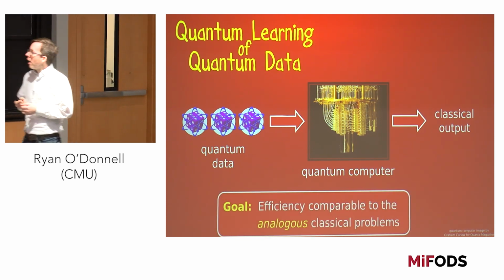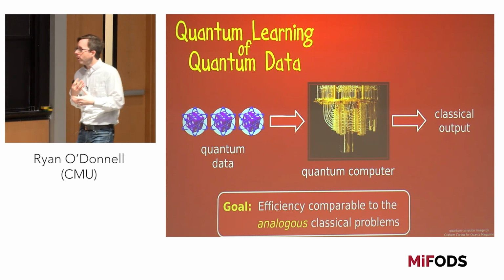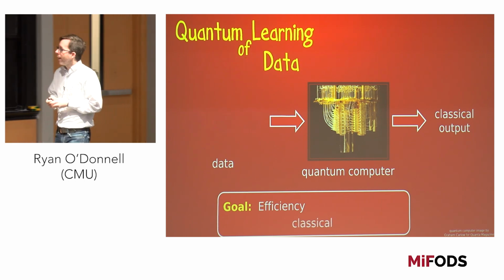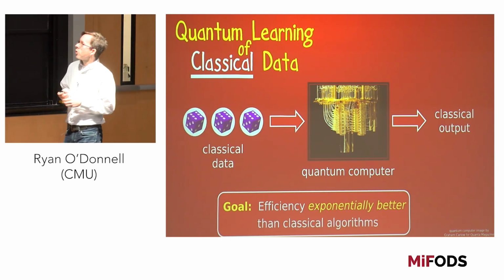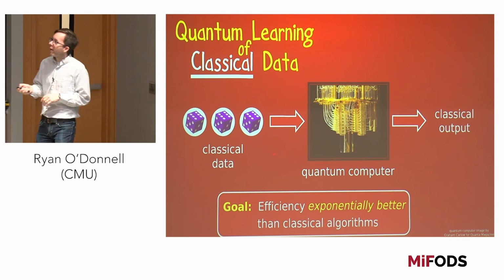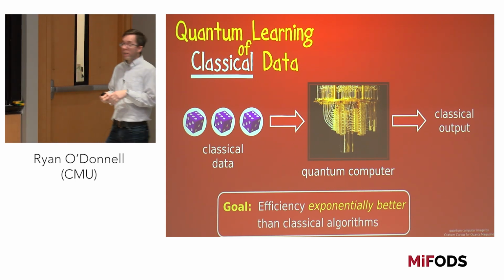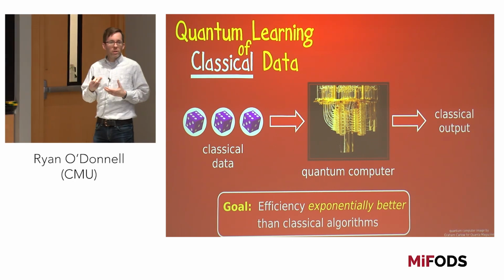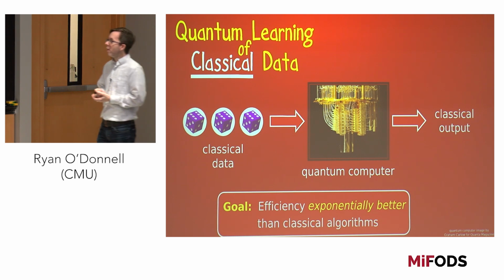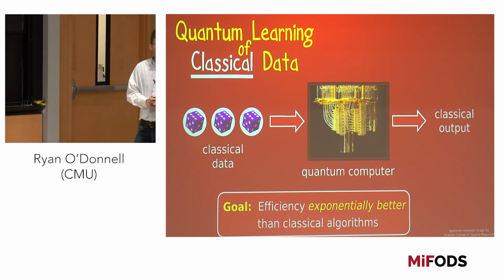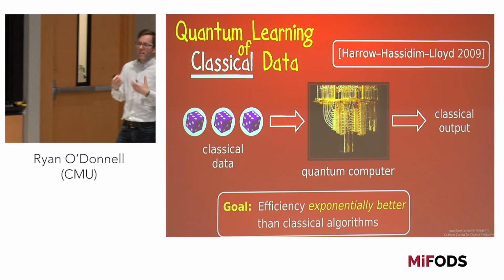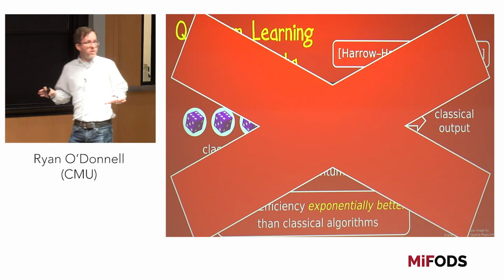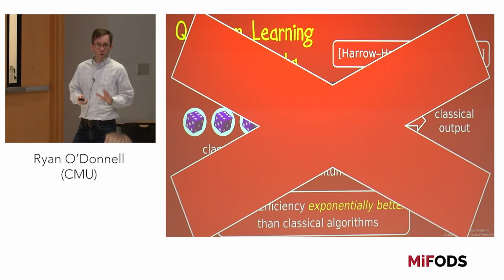And the goal in this problem is to get efficient learning algorithms whose efficiency is comparable to the analogous classical problems. Okay? I'd like to contrast this with another area of research, quantum learning of classical data. So here the picture is where you have classical data that you want to learn something about, but you're hoping to use a quantum computer to get exponential speedups in your algorithms. Okay, so that's the goal of quantum learning of classical data. And a key tool there is this HHL algorithm that was developed about 10 years ago. And we will not be talking about this in this talk. Okay, so no quantum learning of classical data, just quantum learning of quantum data.